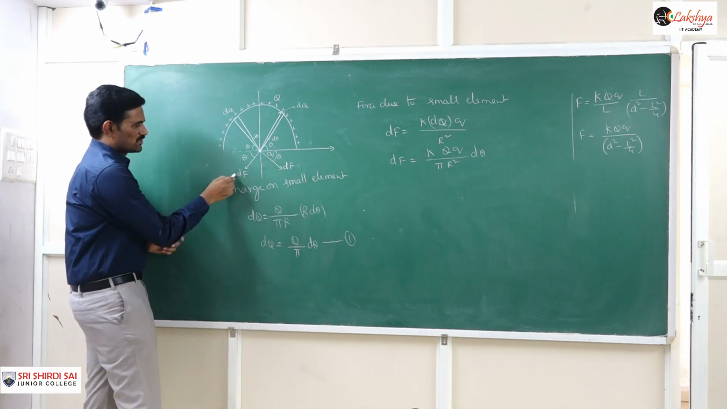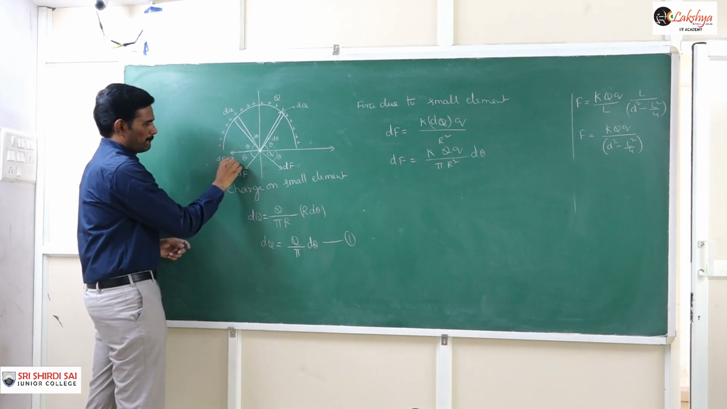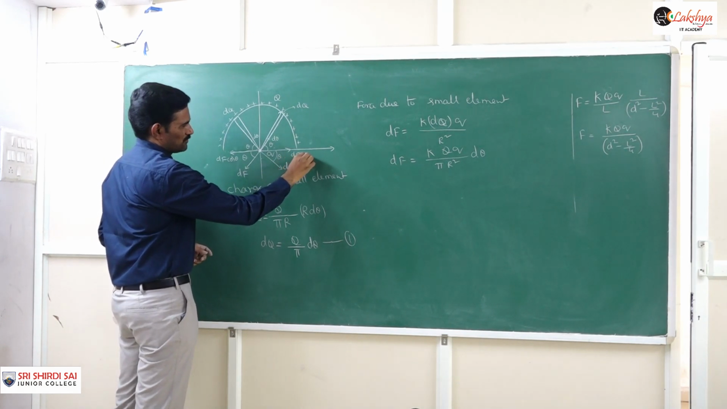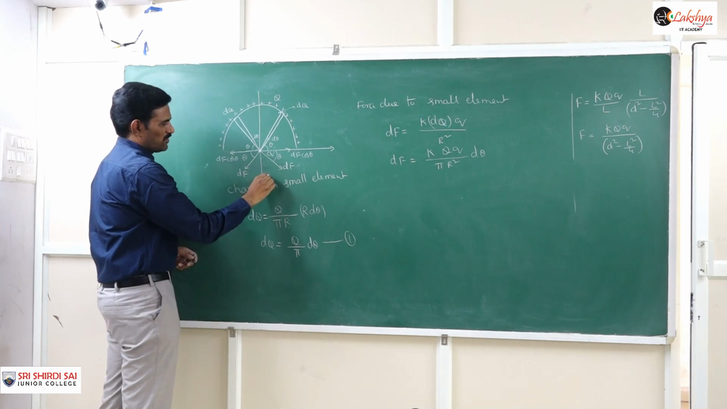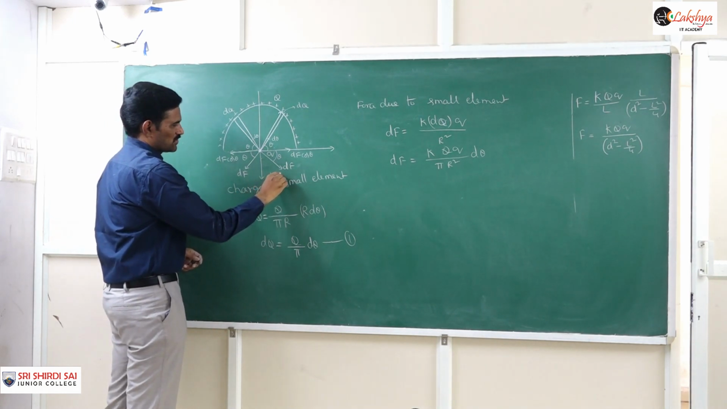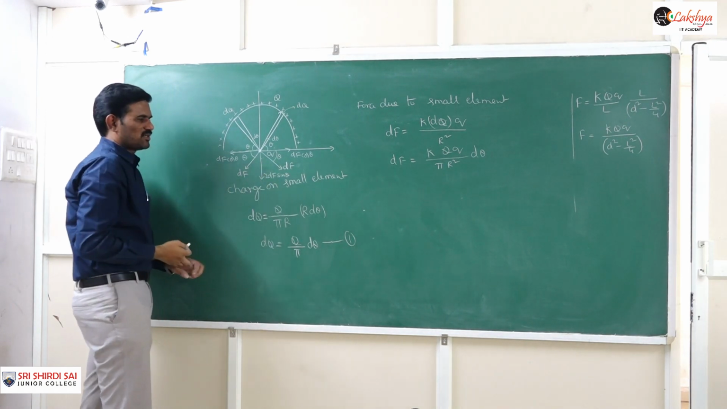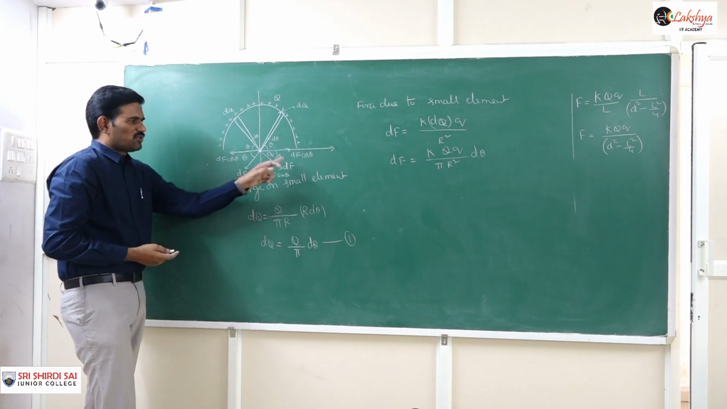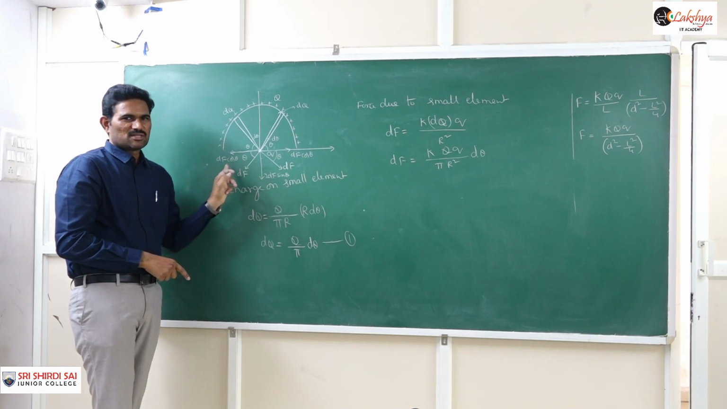Now we can observe this. Its component along this direction will be dF cos theta. And similarly its component along this direction will be dF cos theta. Whereas this vertical component will be dF sin theta along this direction. And due to both of them, if I consider 2 dF sin theta, 2 dF sin theta will be in the downward direction. And now these two components are equal in magnitude, opposite in direction, so they cancel with each other.